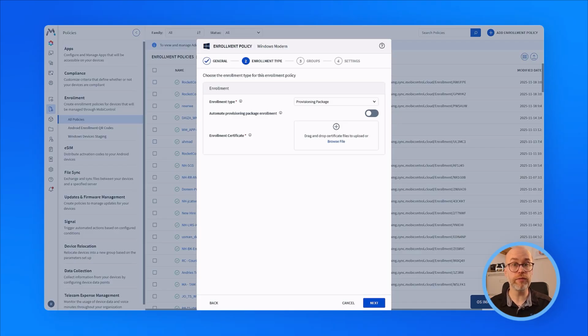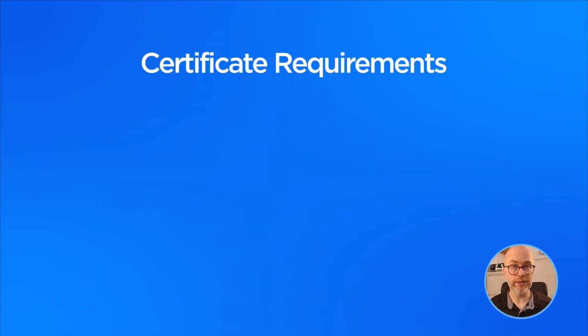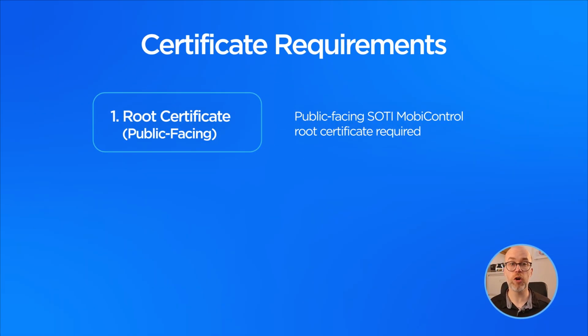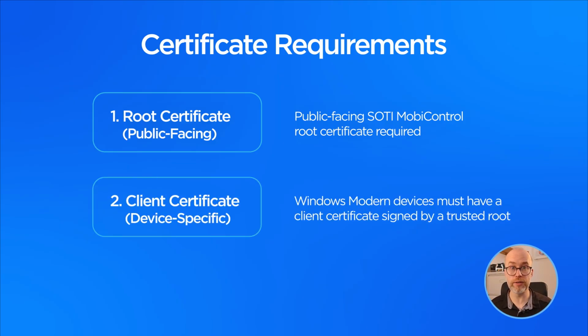So a fully configured provisioning package for enrollment will include all of the necessary information for the Windows Modern client device to authenticate with and then communicate securely with SOTI MobiControl. So this includes enrollment information and certificates as well. On the certificate side, the requirements are the public-facing component of the SOTI MobiControl root certificate, and then a client certificate for the Windows Modern device that is signed by a root certificate as well. Now, if we choose that automated option that we saw on screen a few minutes ago, everything is automated and signed by the SOTI MobiControl root, and we can proceed with the provisioning package creation.